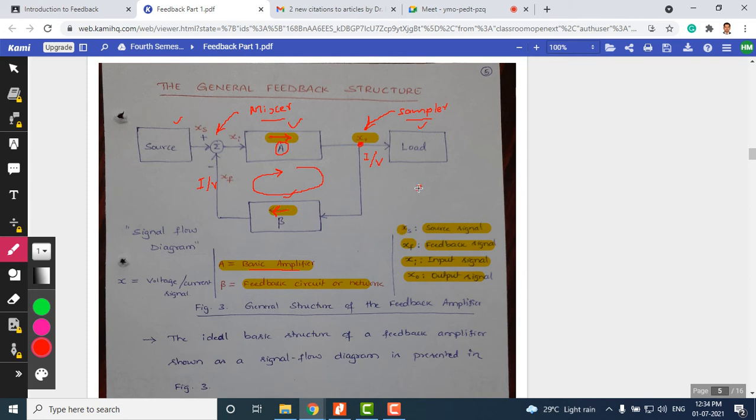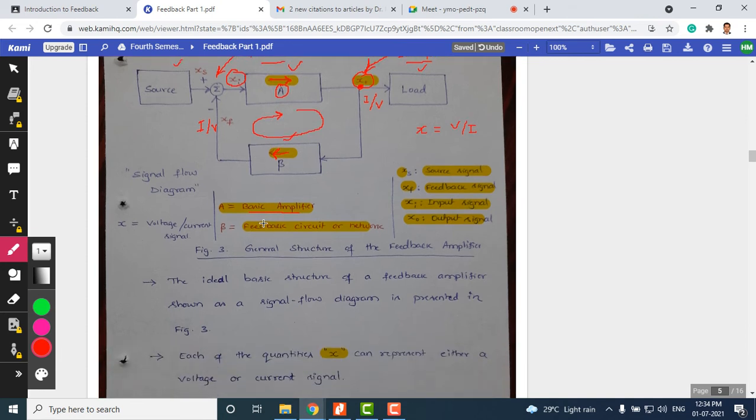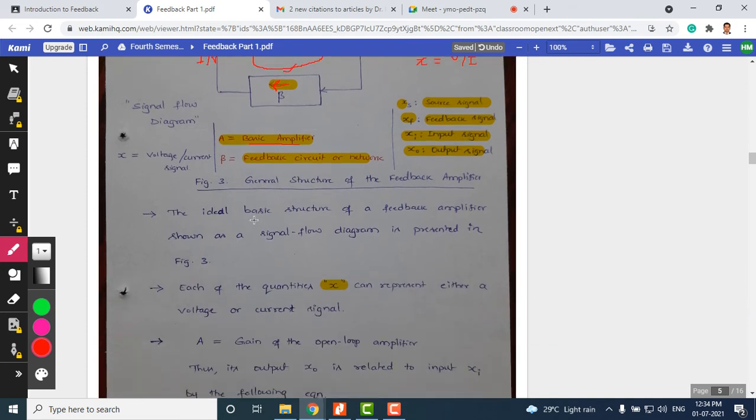As I told you, X means it can be a voltage or a current. It is a general term we use for voltage or current. XS means the source signal, XF is the feedback signal, XI is the input signal, and X naught is nothing but the output of the basic amplifier, or the output signal. This is the block diagram of the general structure of a feedback amplifier, and these things are explained below.